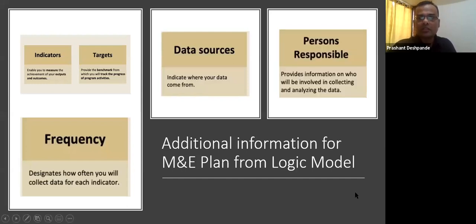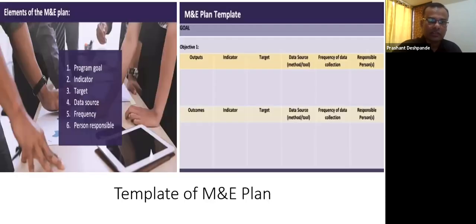And who is the person responsible? To make the program accountable, who is the person responsible to get that information? So these additional things, apart from logic models: the indicator, targets, data sources, frequency, and person responsible will be seen in this module. So overall, this is one of the templates of an M&E plan.